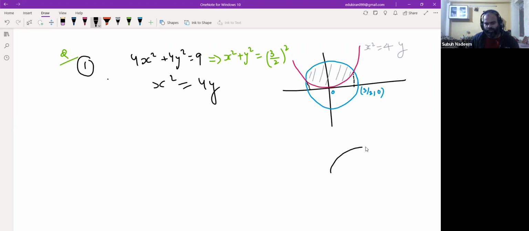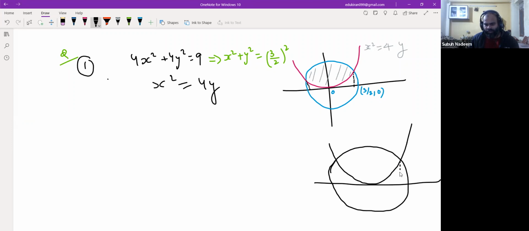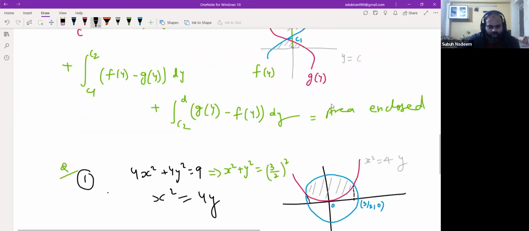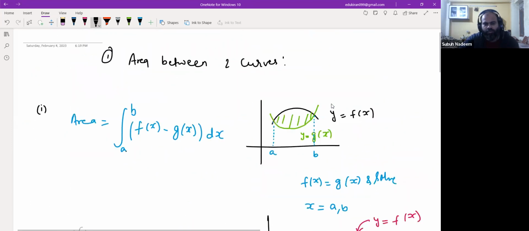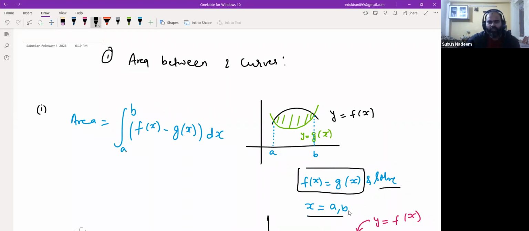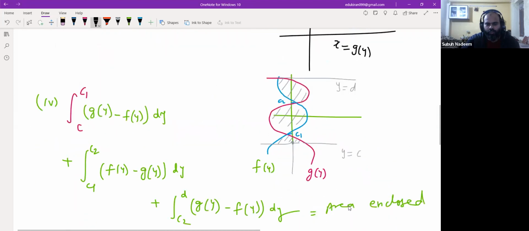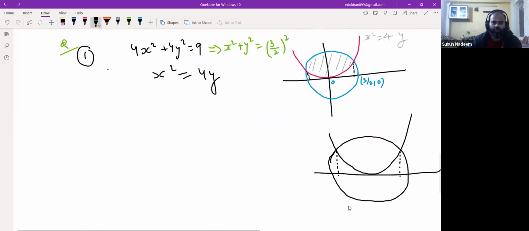Yeah, the curve is like this, the circle is like this, and the parabola is like this. So when they will intersect, before 3 by 2 or after minus 3 by 2. So you have to find the point of intersection. As we discussed above, when you will see two curves, you will do f(x) is equal to g(x) and solve and find the point of intersection A, B. So here first what you have to do, solve them.